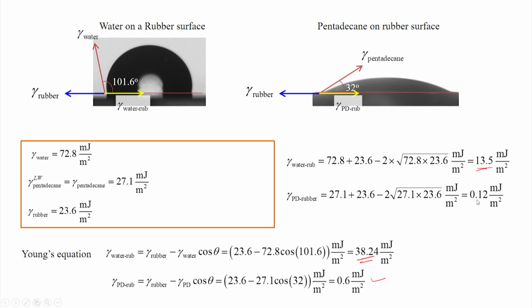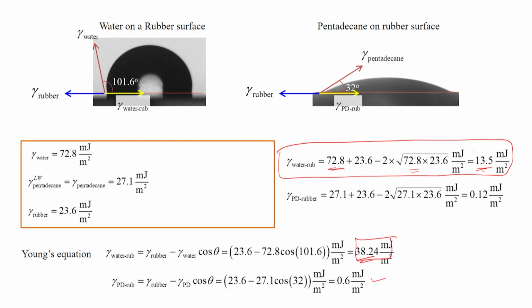So, you see that the value I calculated by taking 72.8 and 72.8 here, that is, the total surface energy that I took, does not satisfy this equation. According to this equation this value should be 38.24, whereas it is 13.5. So, what it means is that in this estimation something is missing here too. So, this is also not completely correct.